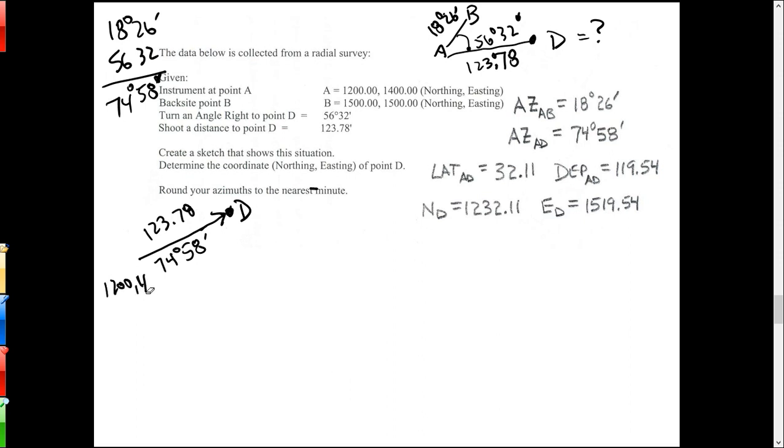So what you want to do is just get the latitudes and departures on that line. And then just add them to what you got for A. Okay.